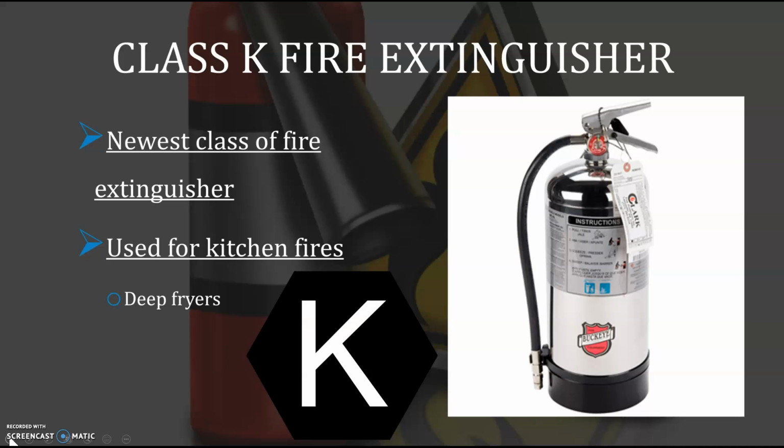Class K fire extinguishers are the newest class of fire extinguisher. They are used mainly for kitchen fires and specifically for deep fryers. This is what you would have in your house and a guest house, wherever you would have people in a living area. This is usually the fire extinguisher you would have.